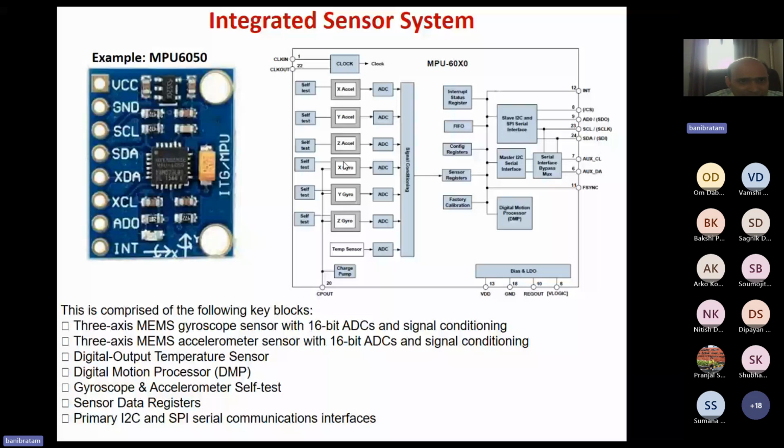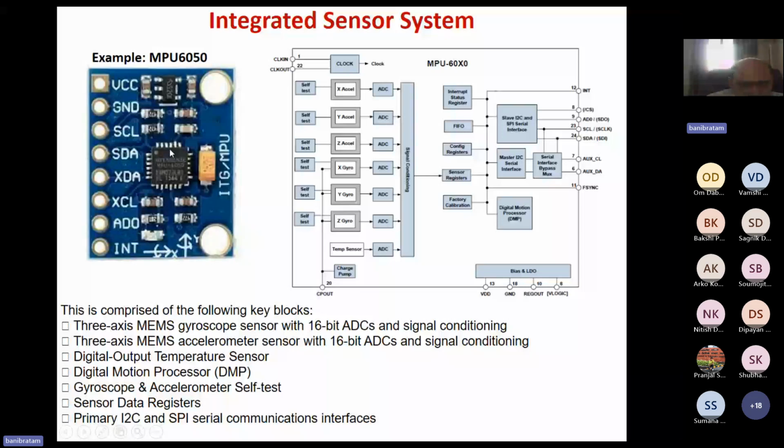Suppose you take the example of the MPU 6050, which is a practical sensor system. This is the actual IC, inside which you have an accelerometer, gyroscope, and temperature sensor. It does not have the magnetometer. These three sensors are there. Additionally, some processors, some IOs, different registers, and digital motion processors are there inside this small device itself.